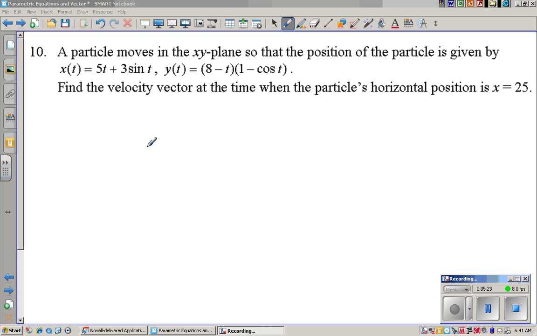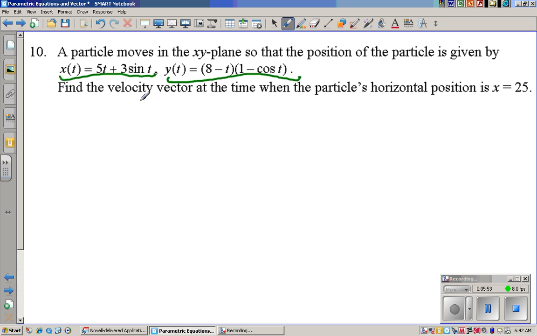For number 10, again, we should have the whole class say this together. We gotta ask ourselves, what do I have? What have I been given, right? What do I need? And do I have the tools to get me there? As the particle moves in the xy plane, the position of the particle is given by these two functions, x in terms of time and y in terms of time. The question is find the velocity vector.